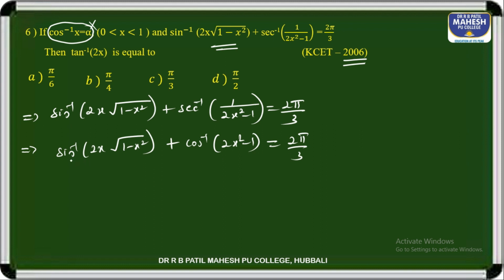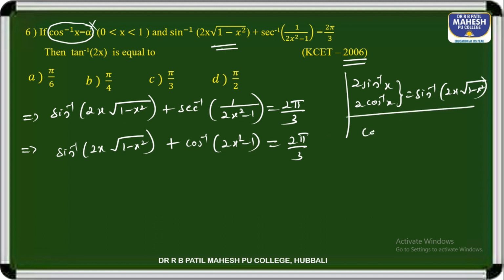Now sin inverse 2x into root of 1 minus x square, there are two functions for this, that is you can write 2 sin inverse x or 2 cos inverse x. Both will be equal to sin inverse of 2x into root of 1 minus x square. This is one. The second one, cos inverse 2x square minus 1 will be equal to 2 cos inverse x. You can ask me, sir, how do we get all these? These are nothing but the properties of inverse trigonometry. If you substitute x equal to cos theta in the LHS, then you are going to get 2 cos inverse x. That is the theory part.